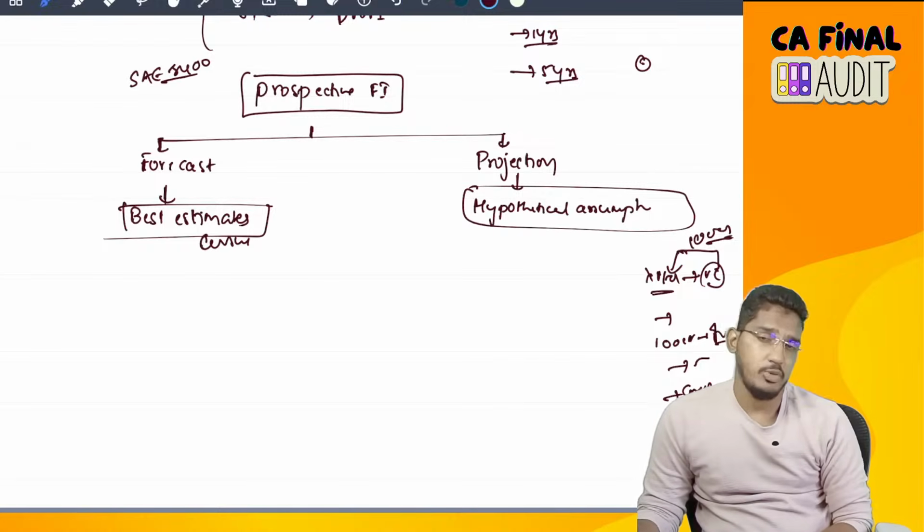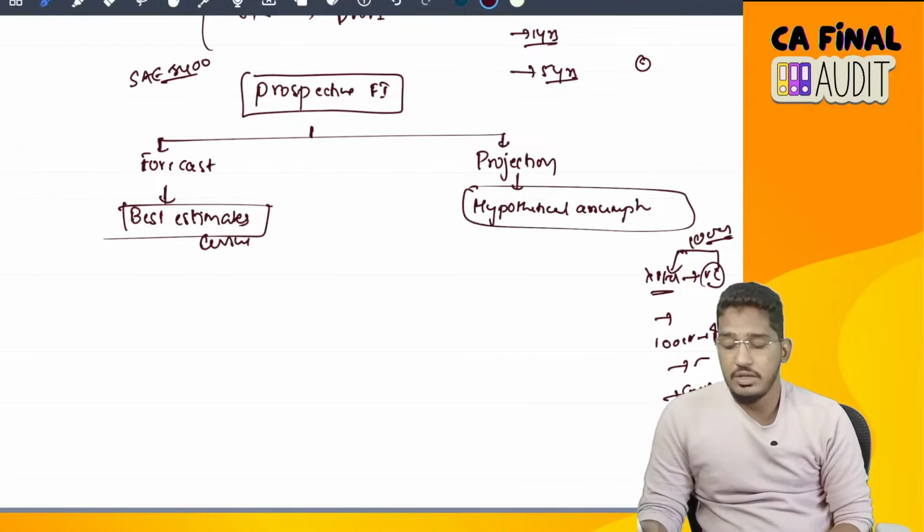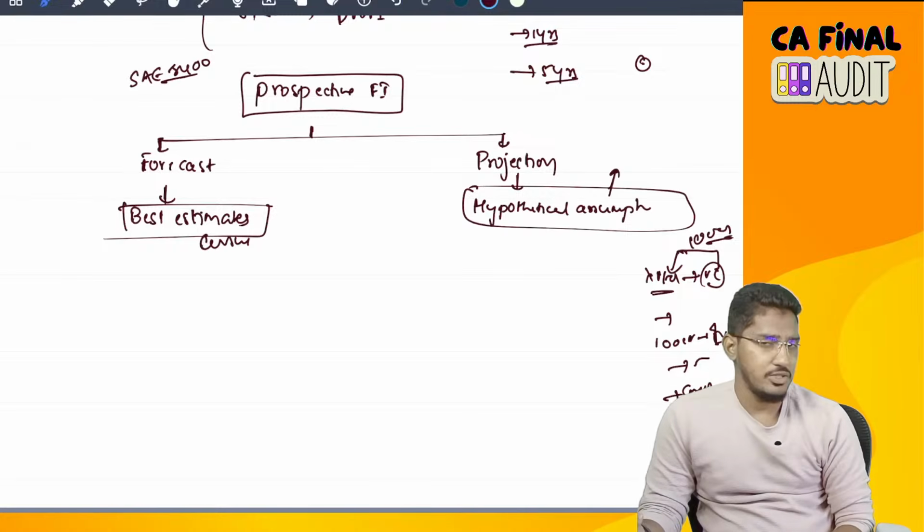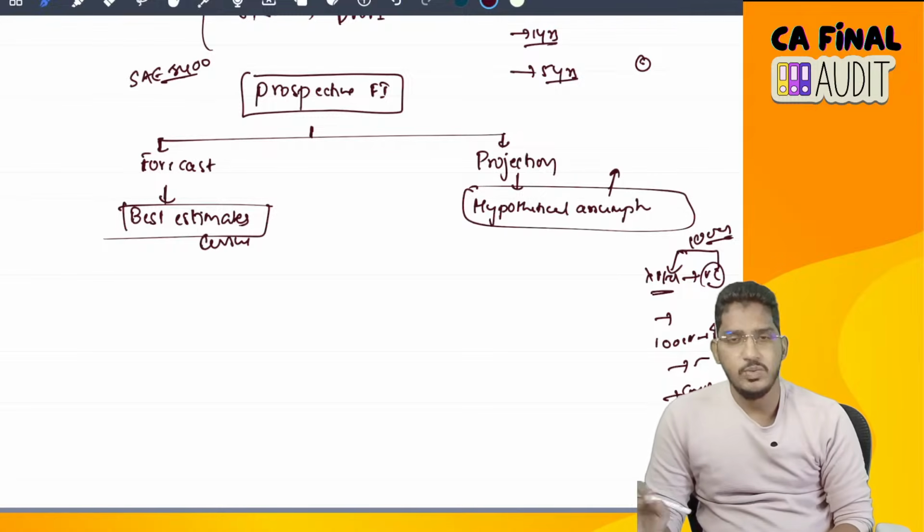Here this we call what? Hypothetical assumption. Which means what? Whether this could happen or this may not happen, there is no guarantee. And more likely that this will not happen only. So those kinds of assumptions we call hypothetical assumptions, whereas in some cases we have forecasts which are based on best estimate assumptions.